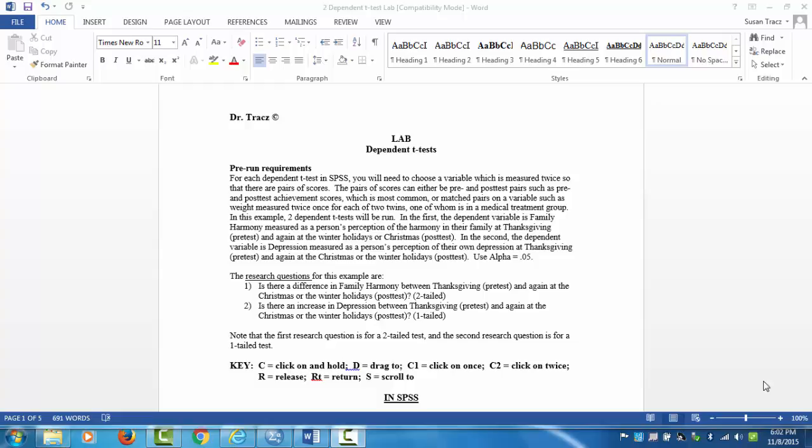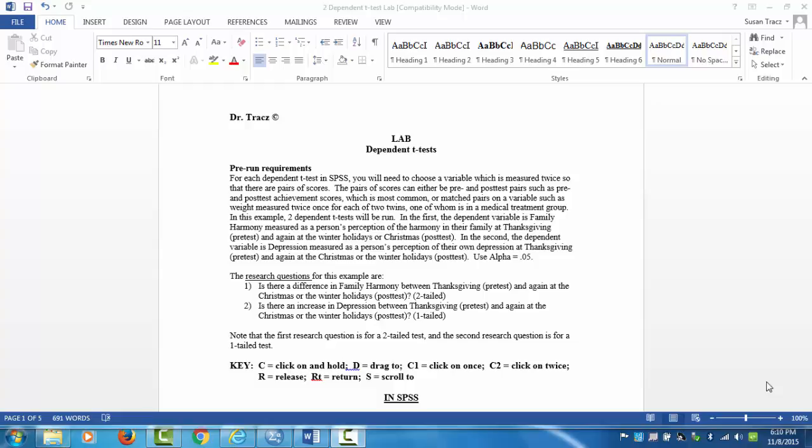So when we're running a dependent t-test, the null hypothesis is that one mean is equal to the other. So for the one-tailed test, the alternate hypothesis is that one of the means will be higher than the other. For example, we may ask, is achievement higher at the post-test than at the pre-test? In the two-tailed test, the alternate is that the two means are not equal to each other. So we're simply asking if there's a difference between those two means.